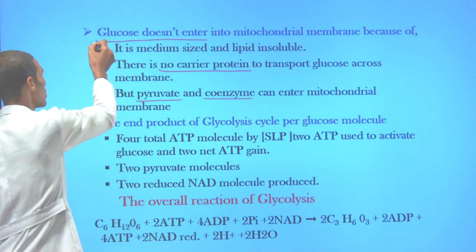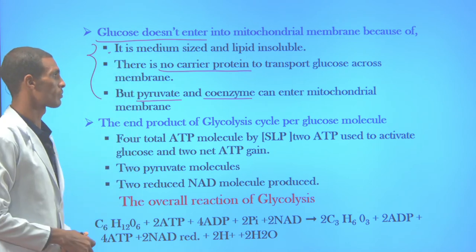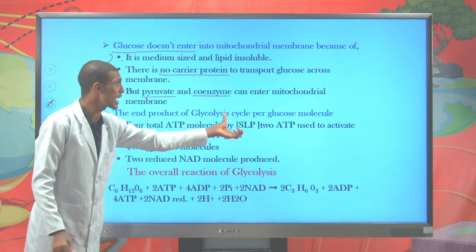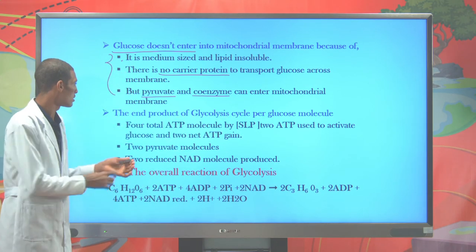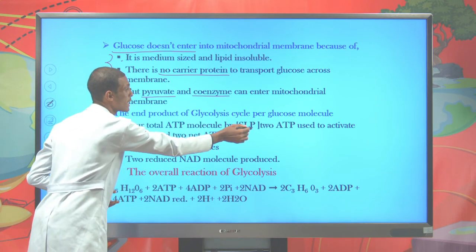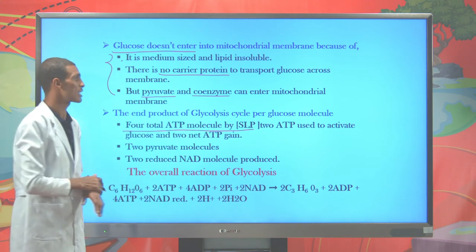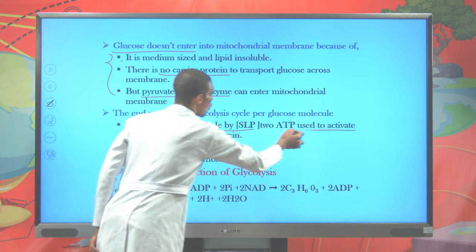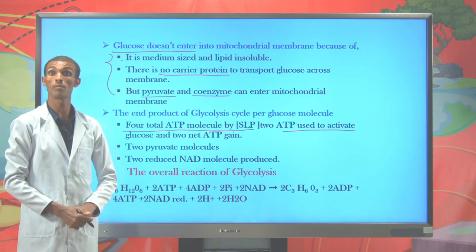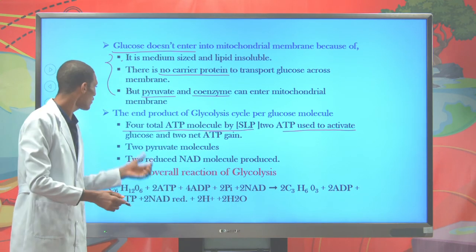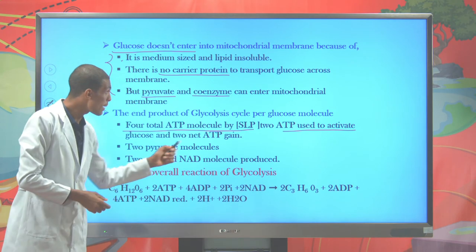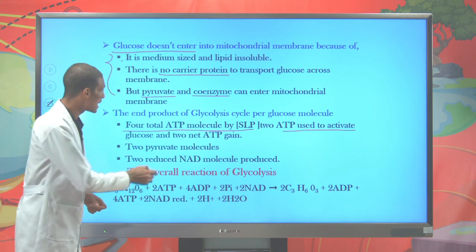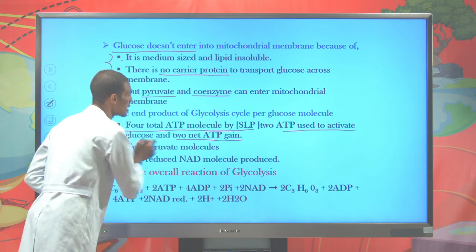These are the three main reasons why it cannot be entered into. Finally, the end products of the glycolysis cycle per glucose molecule are, one, 4 total ATP produced by substrate level phosphorylation, where 2 ATP are used for rearrangement in the isomerization system to activate glucose, which takes place in the first phase, where 2 ATP are utilized. And again, 2 net ATP gain can be found here.